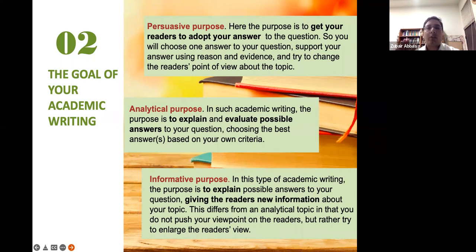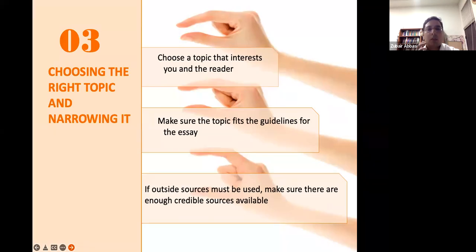Now bear in mind that these three, persuasive, analytical, and informative purposes, are not mutually exclusive. One paper might have all these three or a combination of them, right? So this needs to be borne in mind. And while you're choosing the topic, you have to bear certain points in your mind. So choose a topic that interests you and your readers. And as I said in the beginning, whenever you're writing, you must bear your audience in your mind always.